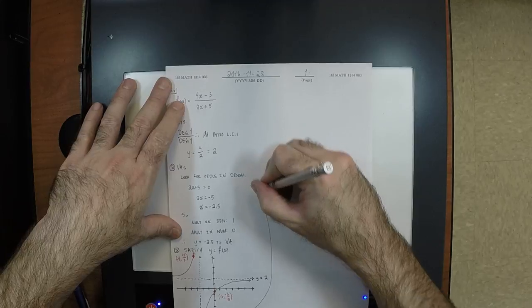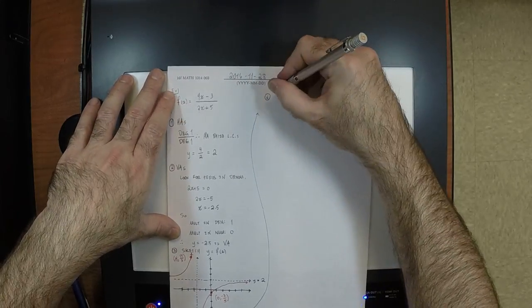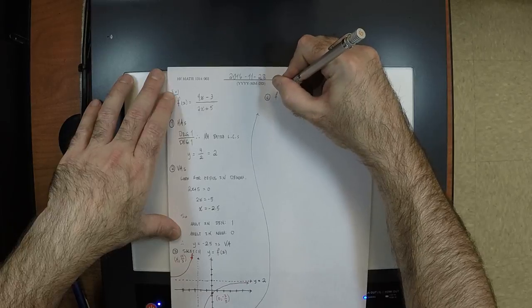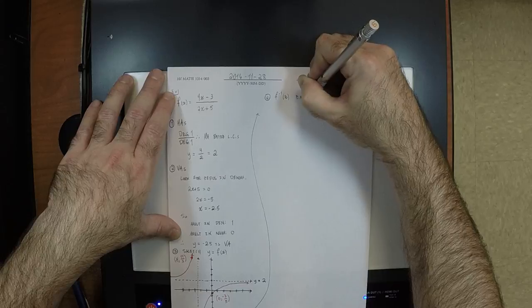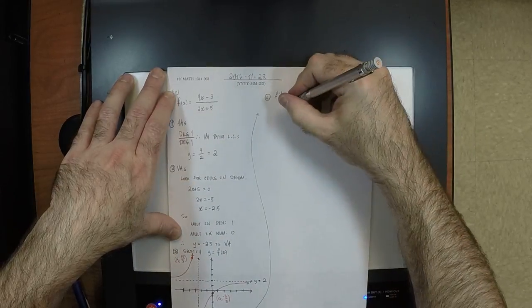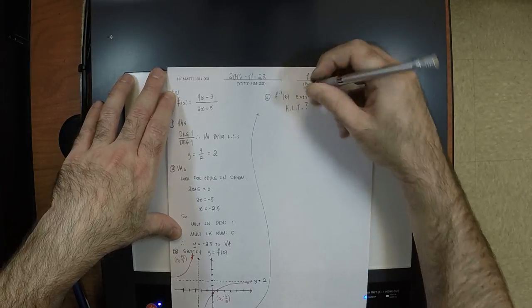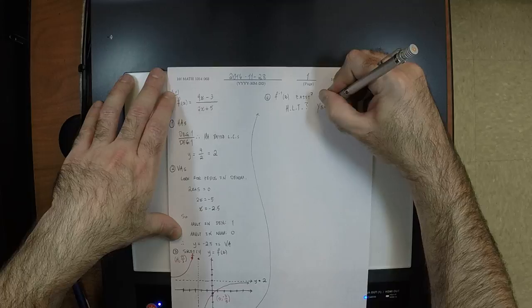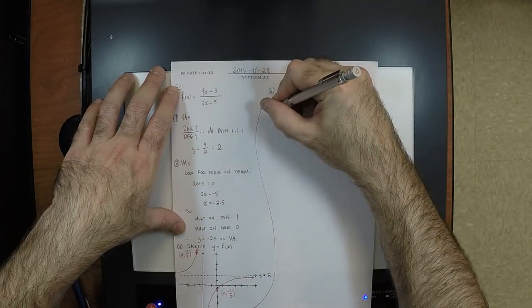So the question was, does the inverse function exist? Which is equivalent to me asking, does it pass the horizontal line test? And the answer is yes. Well, if that's the case, then I want you to compute the inverse.